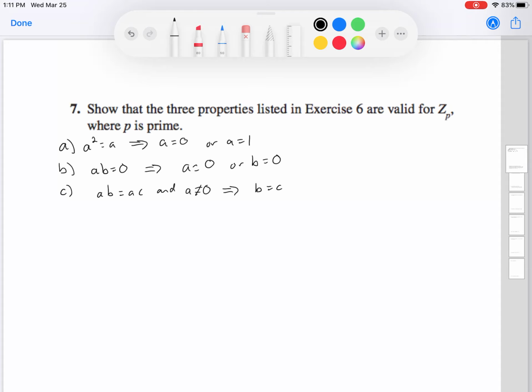So I've written down the 3 properties that we want to prove are valid for Z_p, where p is prime. The 3 things we're going to try to show are: a squared equals a implies that a equals 0 or a equals 1. ab equals 0 implies that a equals 0 or b equals 0. And ab equals ac and a not equal to 0 implies that b equals c. So these are 3 properties that we want to show are valid for Z_p, where p is prime.